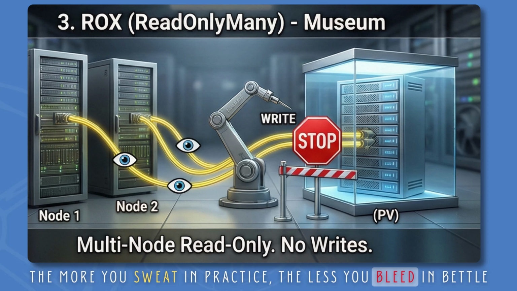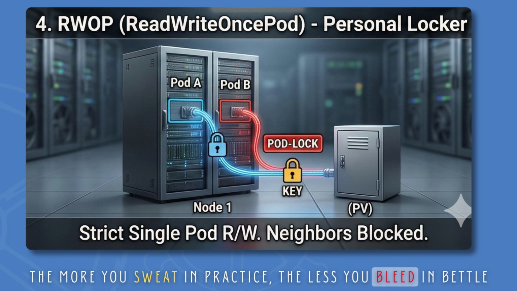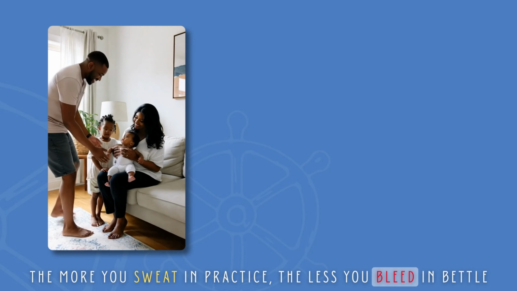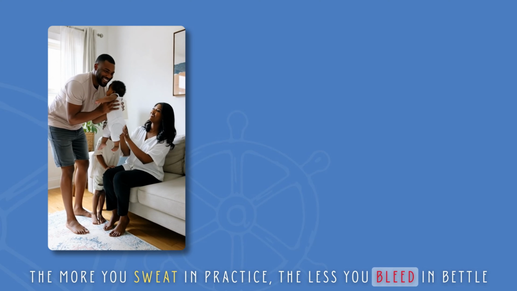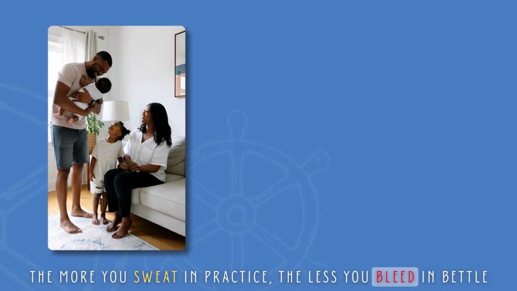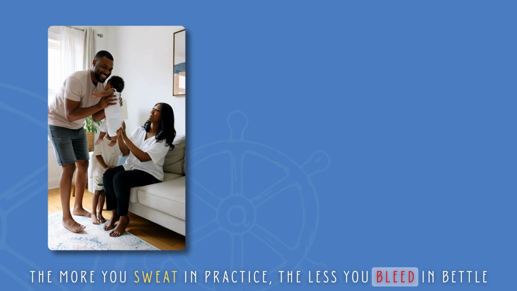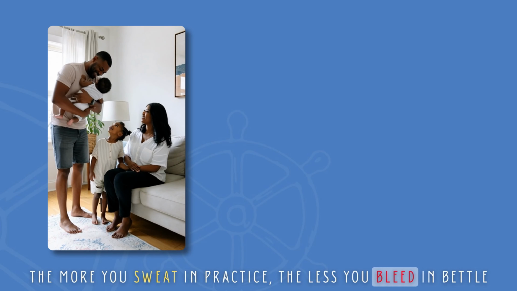And with ReadWriteOncePod, only one pod, not the entire node, can read and write. Even if multiple pods run on the same node, only one pod gets the access. So only one child in the family can use the storage. If I put an analogy together, look at this scene. This small infant gets the access to the PV, not the bigger sister or elder sister.